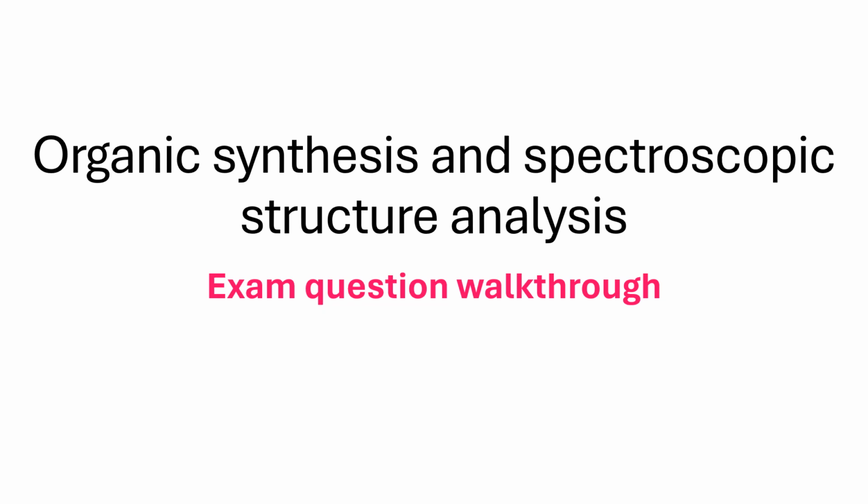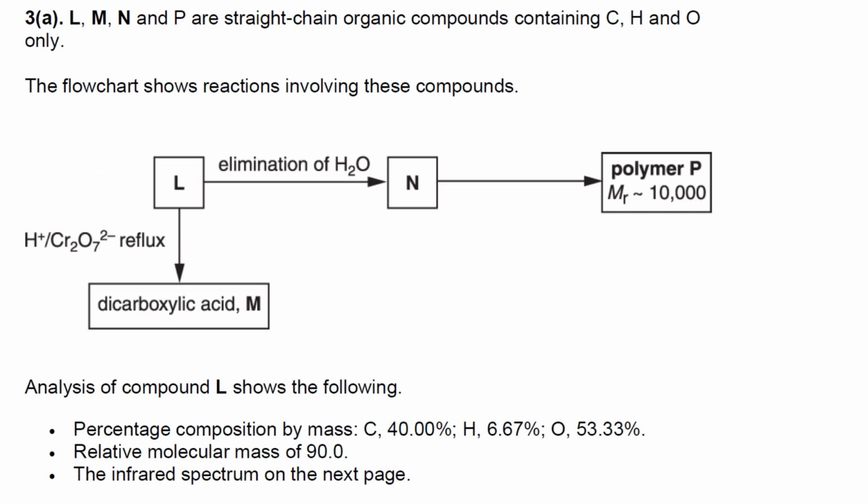Hello, welcome to this quick exam question walkthrough on an organic synthesis and spectroscopic analysis combined question. So I'll take it sort of one stage at a time for the question. It says L, M, N, and P are straight chain organic compounds containing carbon, hydrogen, and oxygen only.